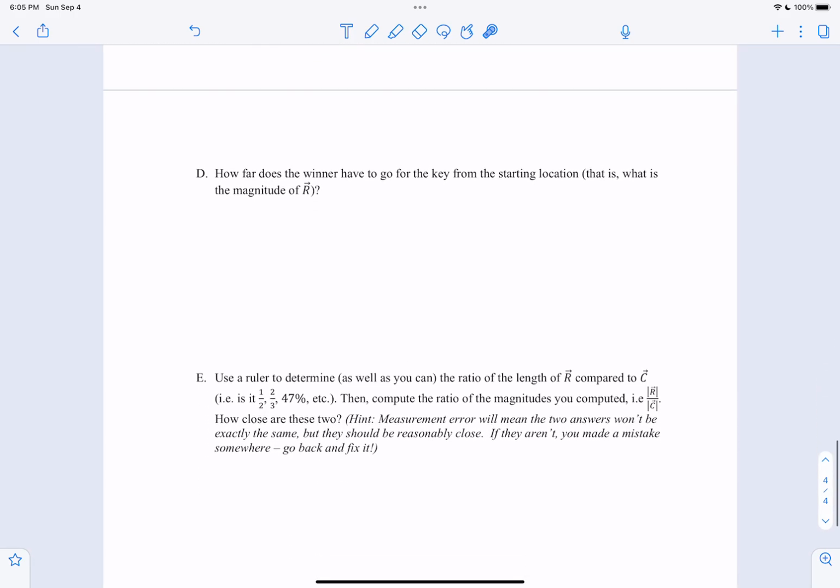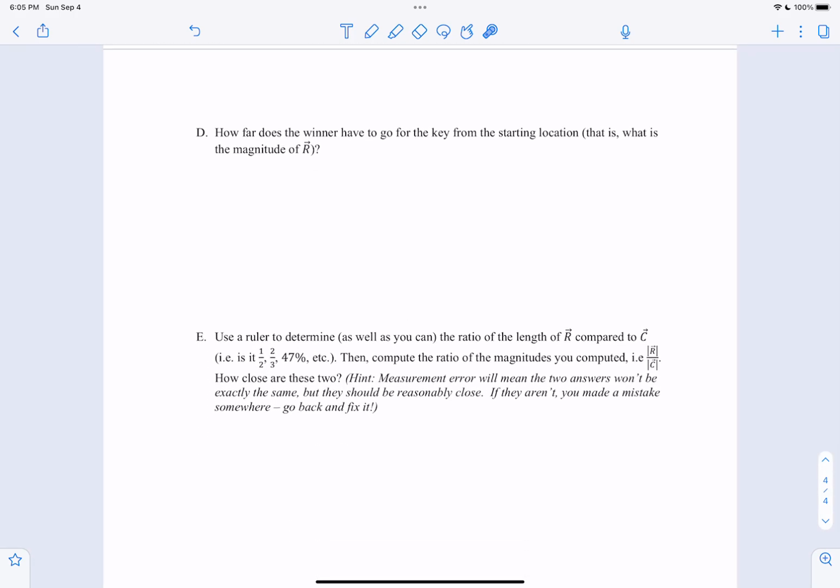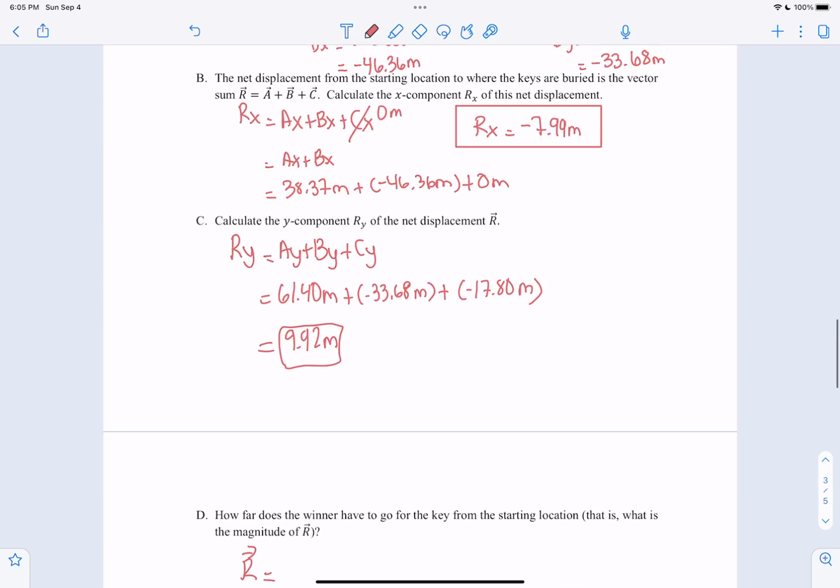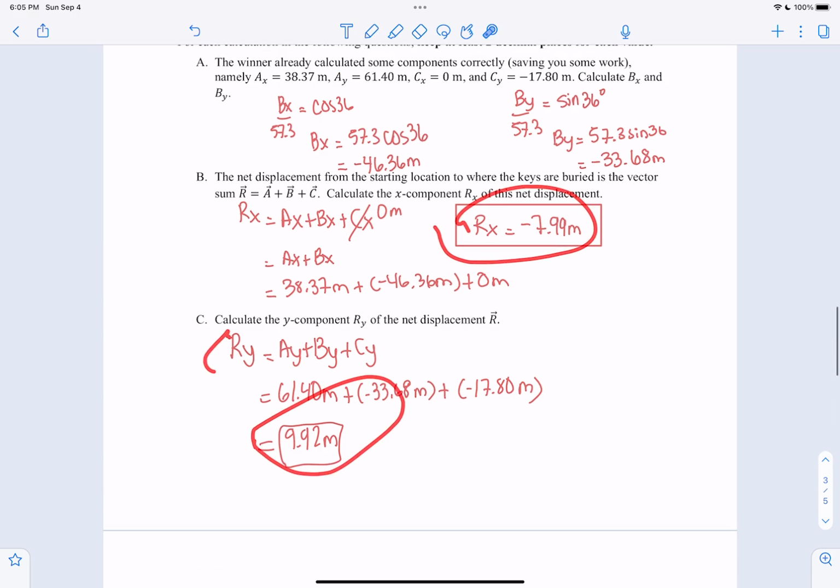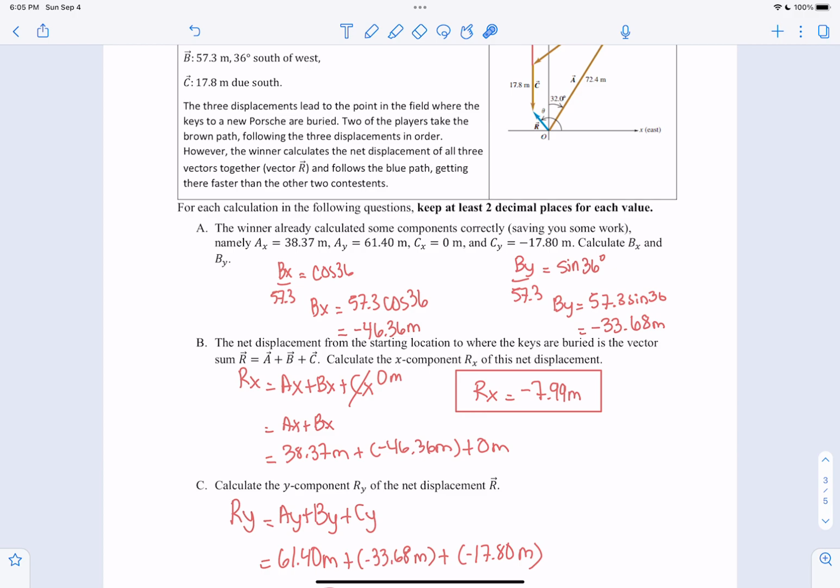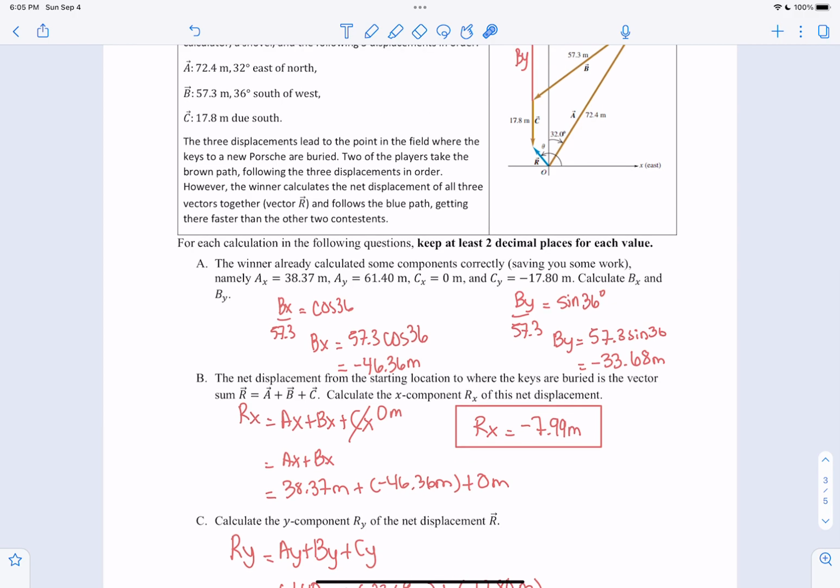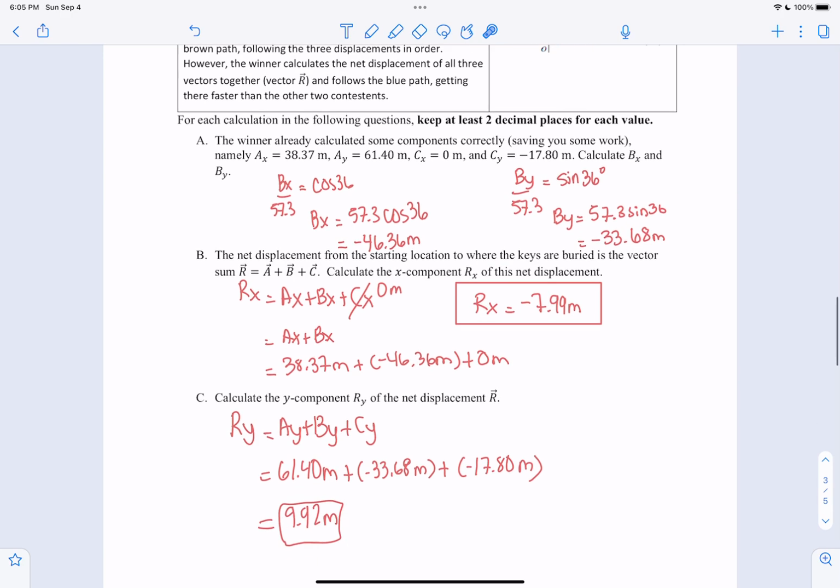So that's C. Now part D is asking how far does the winner have to go from the starting location to the keys? So what's the magnitude of R, basically, right? So just what is R overall? Now we have rx and we have ry, right? So similar to the older problems, how can we figure out the net displacement? So what's the magnitude of R? How can we figure that out?